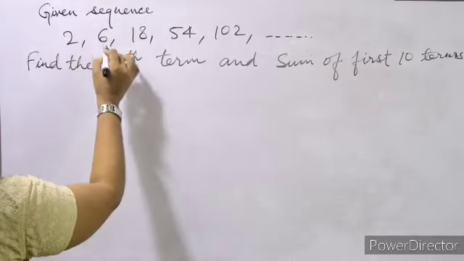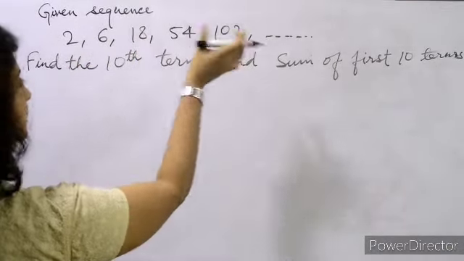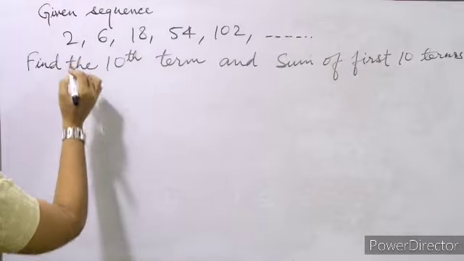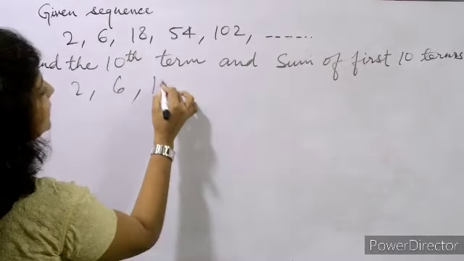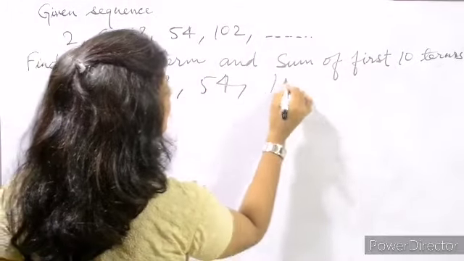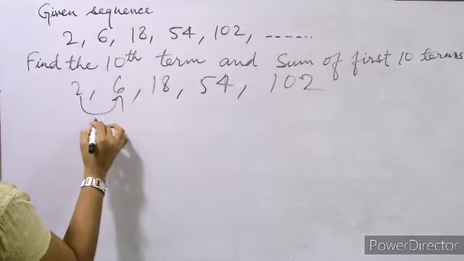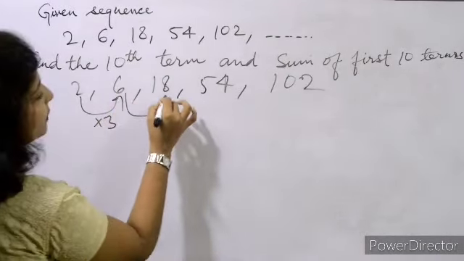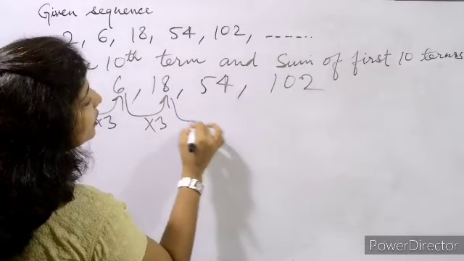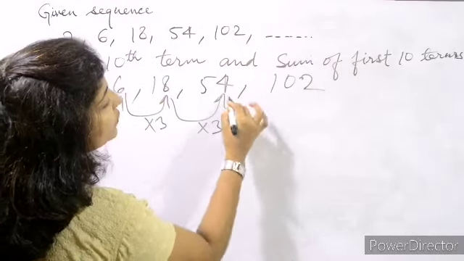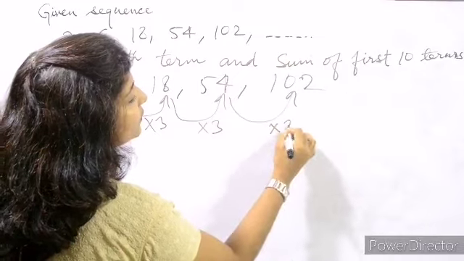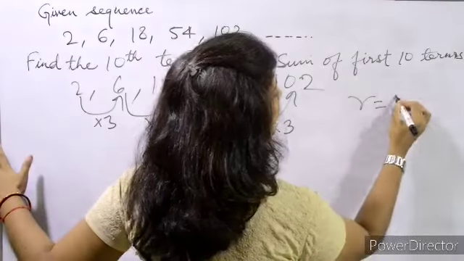Okay. For this question, the sequence given is 2, 6, 18, 54, 102 and so on. So when we see 2, 6, 18, 54, 102, we are multiplying by 3 to get the next number, again multiplied by 3, multiplied by 3. So 3 is the common ratio. So what is r? It is 3.